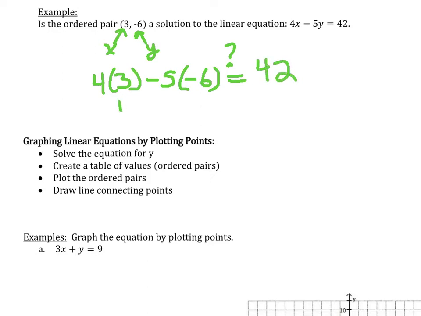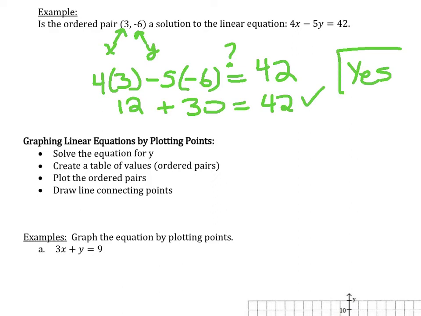All right. Well, this is going to be a 12. I have a -5 times a -6, which is a positive 30. And that does equal 42. So I would say yes, this ordered pair is a solution to this equation that we are given right here.